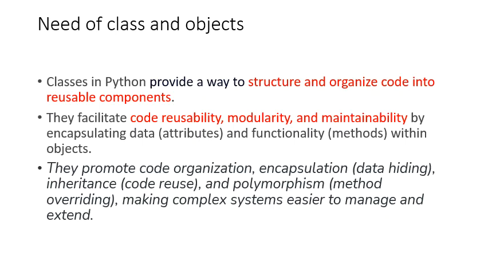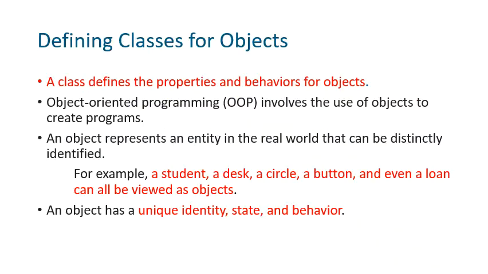Need of class and objects. Classes in Python provide a way to structure and organize code into reusable components. So the main use of classes is to create new reusable components. They facilitate code reusability, modularity, and maintainability by encapsulating the data, attributes, and functionality, that is methods, within the objects. They promote code organization, encapsulation, that is data hiding, inheritance, code reuse, and polymorphism, method overriding, and making complex systems easier to manage and extend.